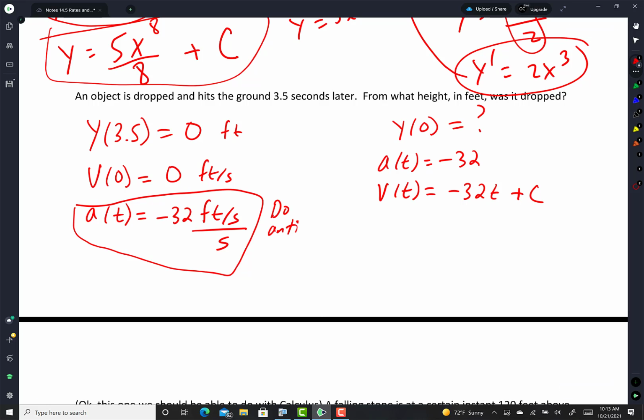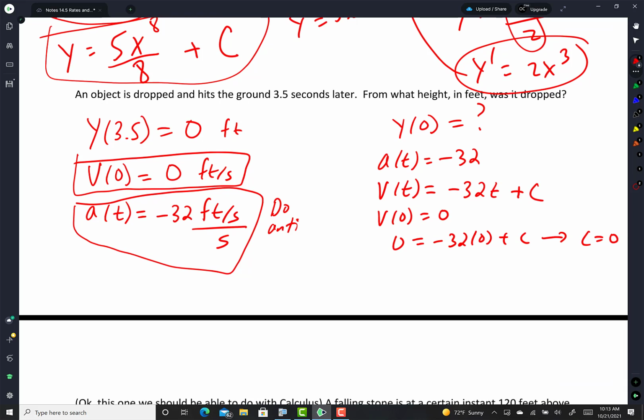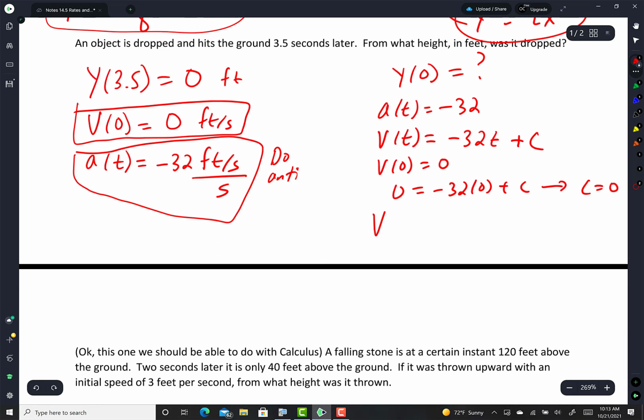Did they give me something that I can solve that constant with? Yes, they told me that my initial velocity is 0. So because I know that, I can say v of 0 equals 0. So 0 equals negative 32 times 0 plus c, and from that you can tell that c is 0. Are we still cool? So v of t equals negative 32t. This is my velocity equation.